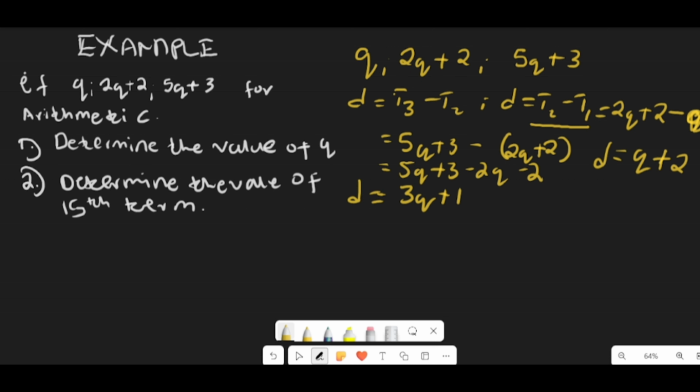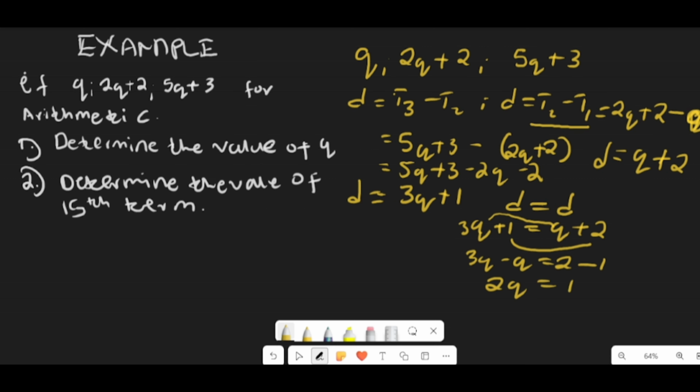But we know that from an arithmetic sequence, they're supposed to have a common difference. Therefore, you can come here and say d is equal to d. So you're going to have 3q plus 1 equal to q plus 2. Therefore, we can take q this side and 1 that side. You're going to have 3q minus q is equal to 2 minus 1, therefore 2q is equal to 1. Divide by 2 on both sides, 2 and 2 cancel out, so q is going to be 1 over 2.